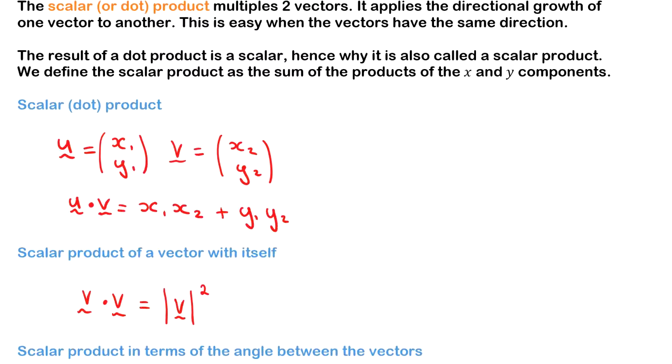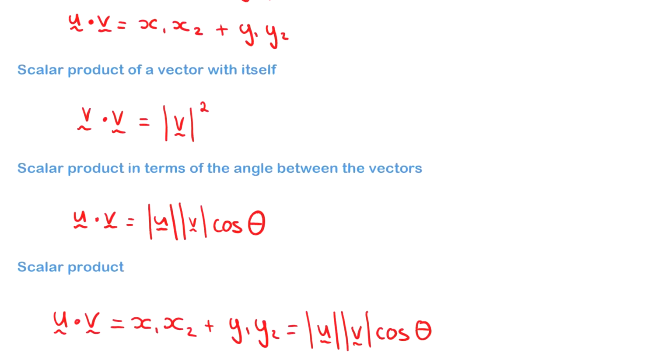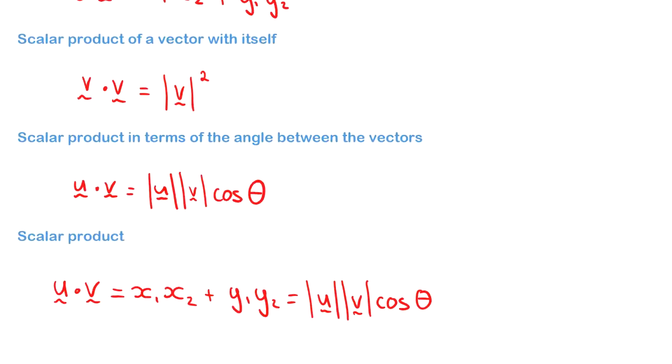We can also have a scalar product of a vector with itself, so vector v and vector v, essentially, which is the magnitude of vector v squared. We also have the scalar product in terms of the angle between the vectors. And this is given by the magnitude of vector u multiplied by the magnitude of vector v multiplied by cos theta. On the bottom of your screen, you can see each of these combined into one equation.